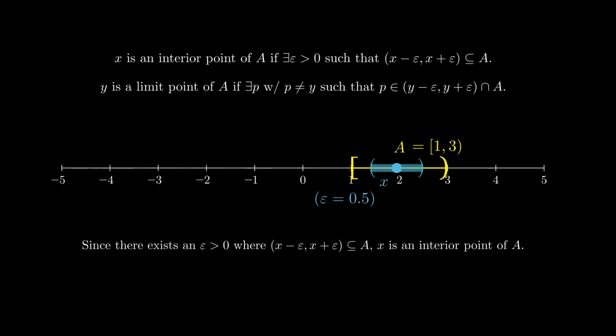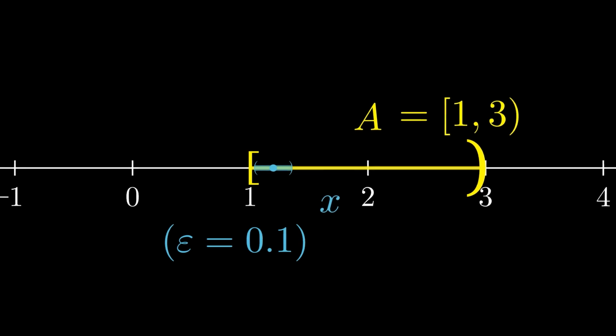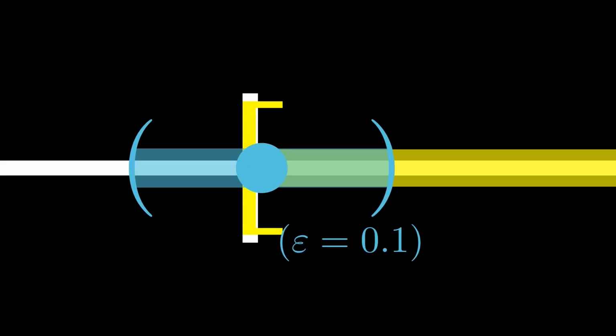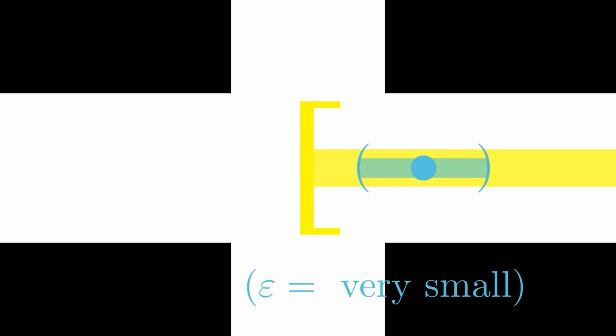But what about a different X? Say X equals 1.2. Well, with epsilon equal to 0.1, this epsilon ball is entirely contained within A, so 1.2 is an interior point as well. We can keep going with this, bringing X infinitely close to 1, and so long as X is just barely greater than 1, it is an interior point. We can find an epsilon so that the epsilon ball around X is completely contained within A.